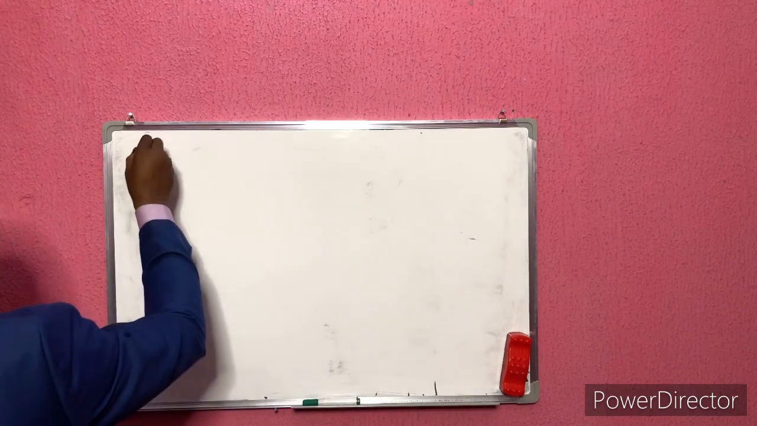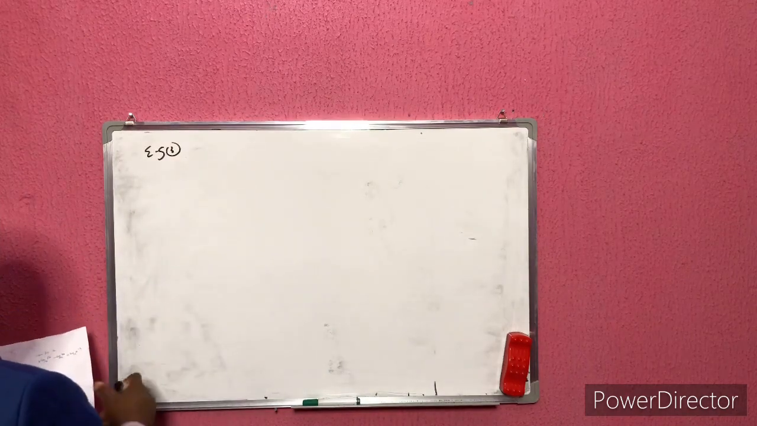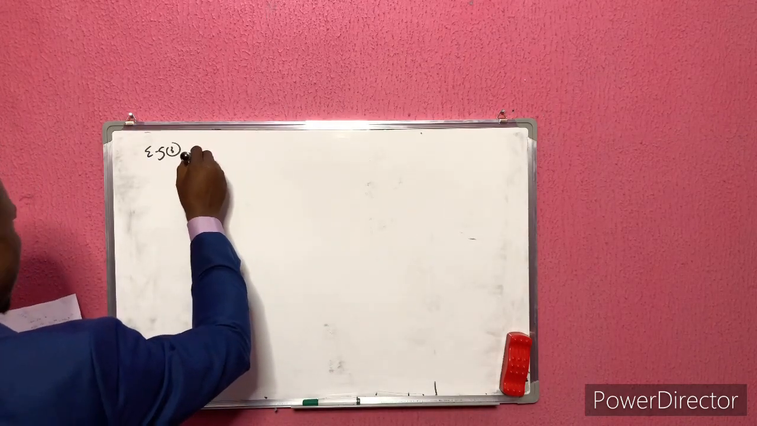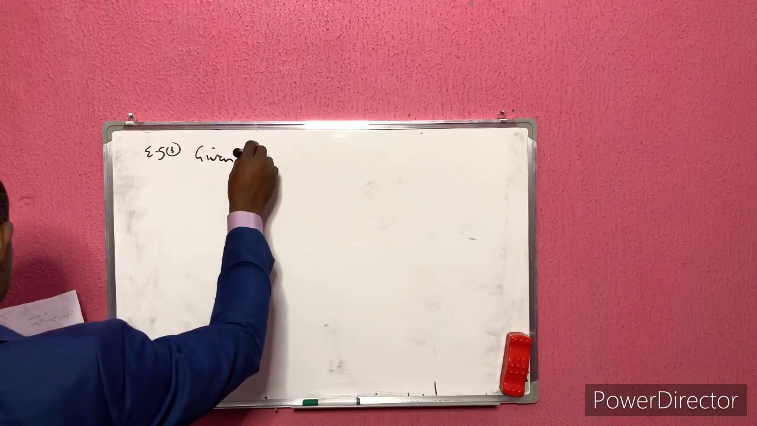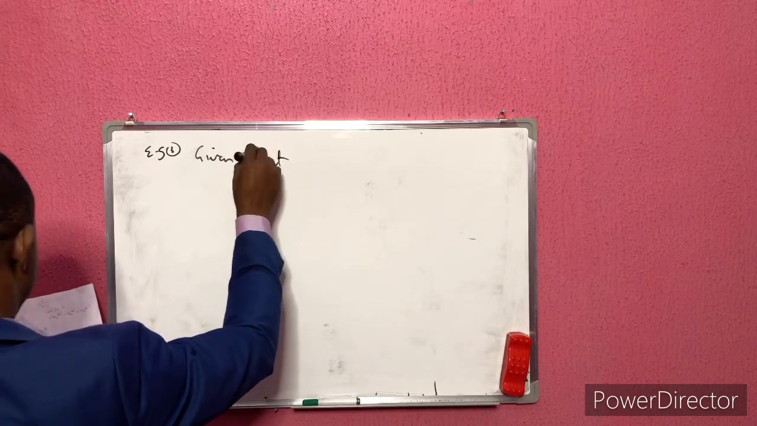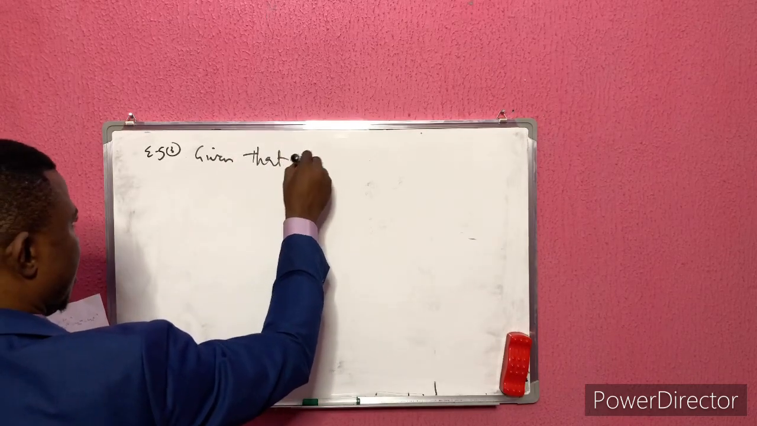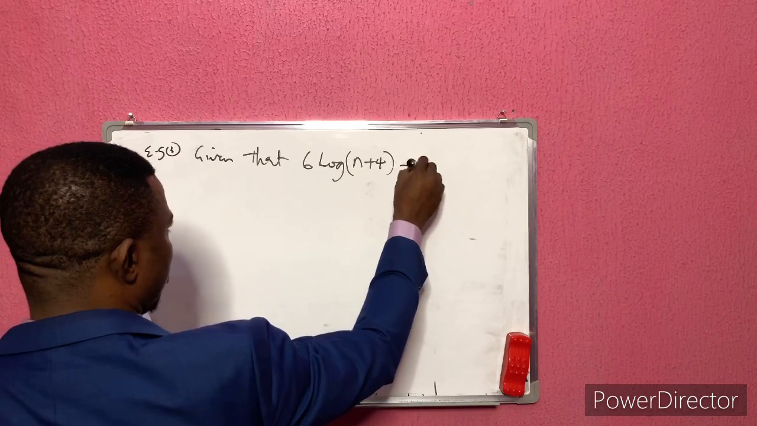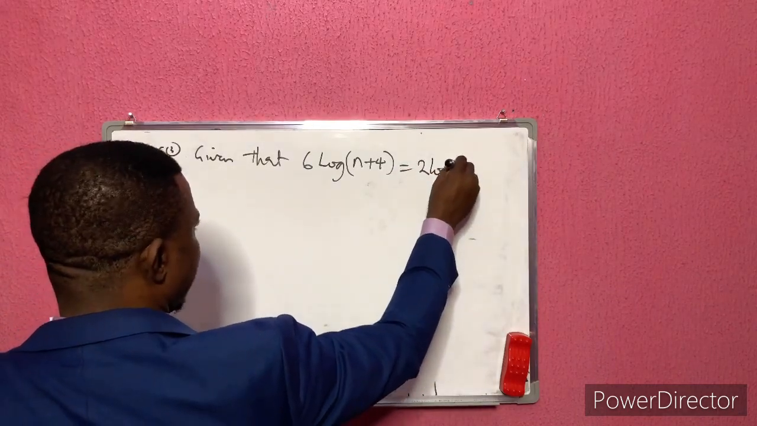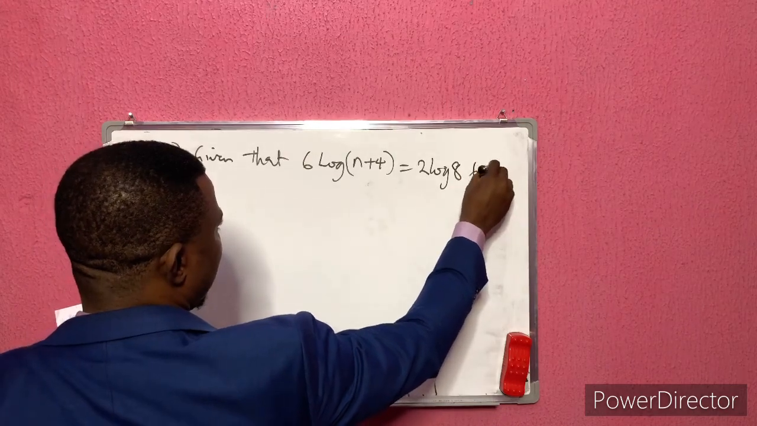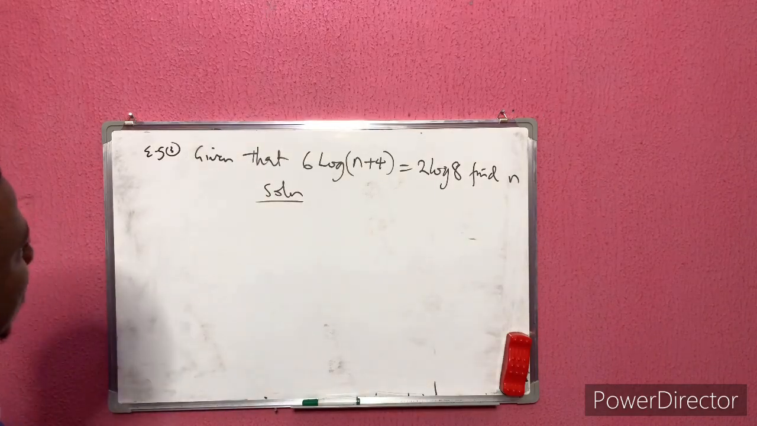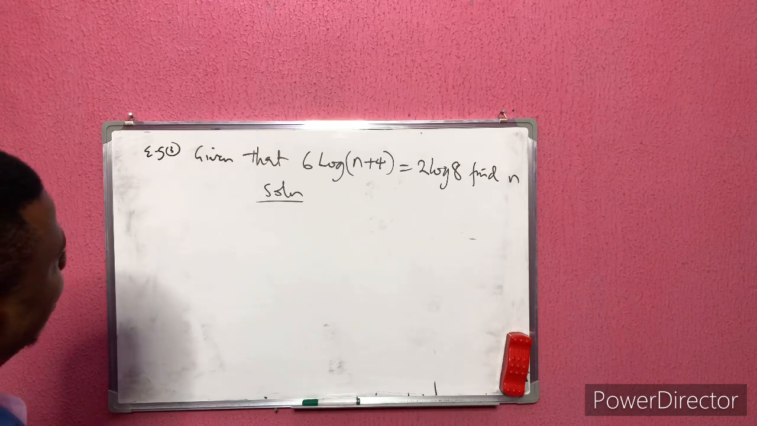We have example 3. Given that 6 log n plus 4 is equal to 2 log 8, find n. Look at this. What do we do? Find n.